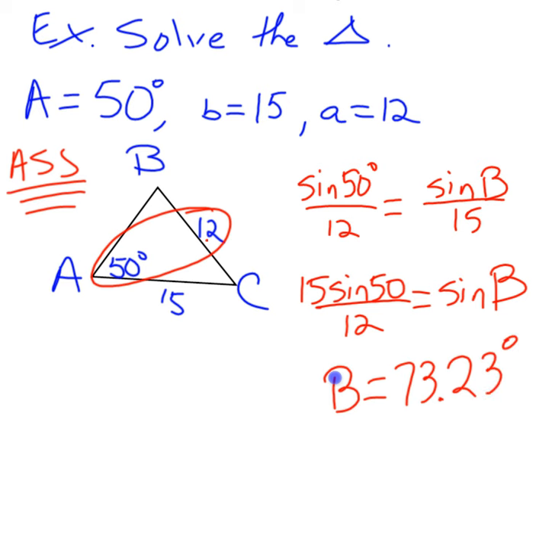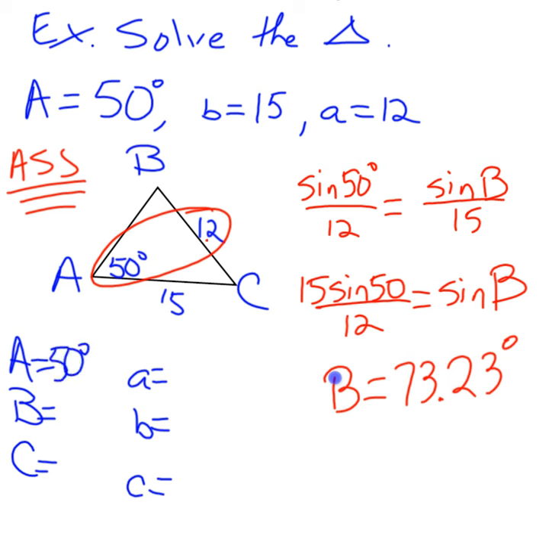Oh, I'm a bad boy. I should have done this in the beginning. Guys, don't forget. I know I have three angles in this triangle. I have three sides. So let's fill these in. I was given that A was 50. I'm given that little a was 12 and that little b was 15. So that information is solid. We know that that can't change. Now that I found angle B, I get that to be 73.23 degrees. I can fill that in.